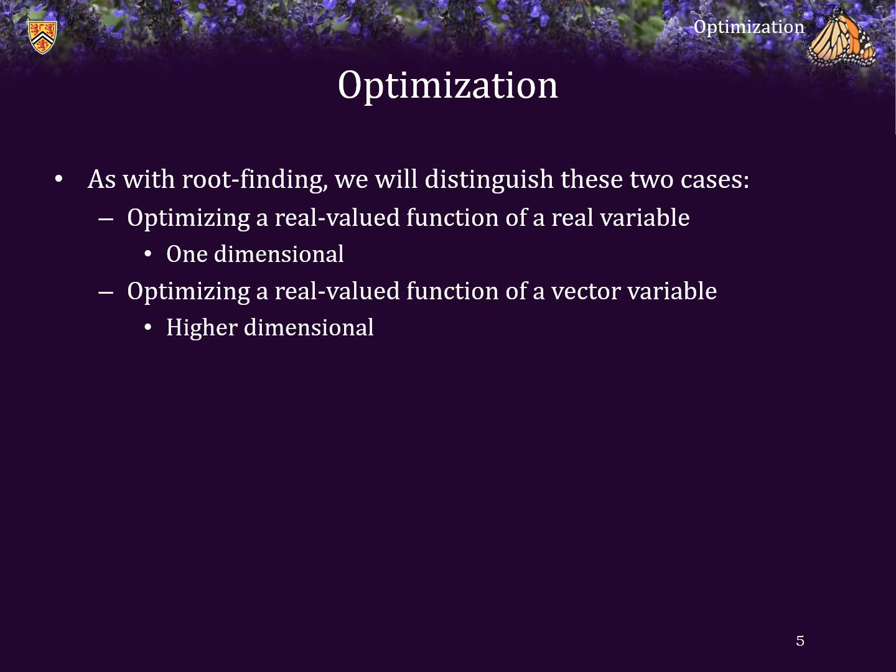Now, as with root finding, we will discuss two cases: optimizing a real valued function of a real variable, and this would be one-dimensional, and optimizing a real valued function of a vector variable. This would be higher dimensional. And we did both of these when we were performing root finding operations, that is, solving a system of nonlinear equations.